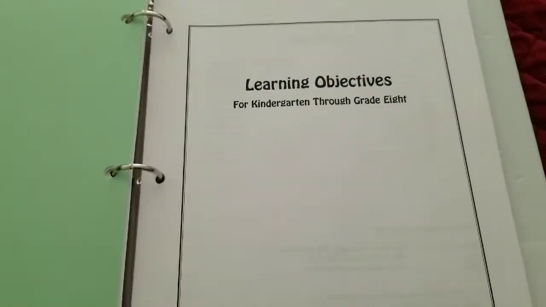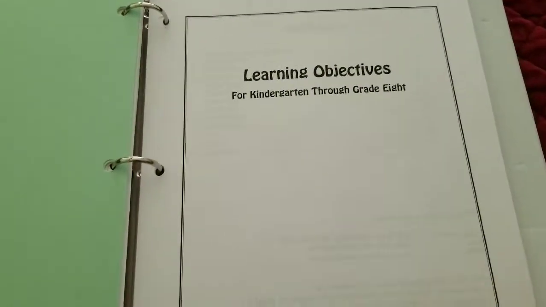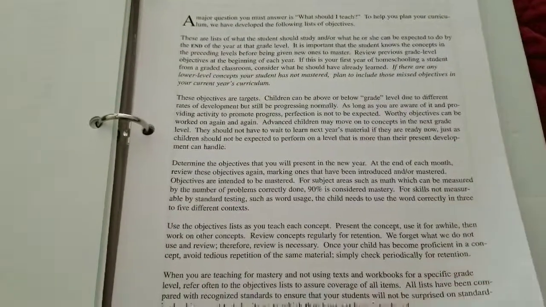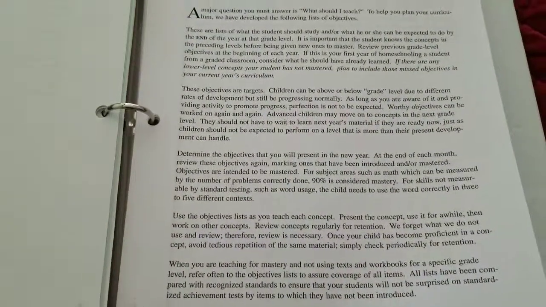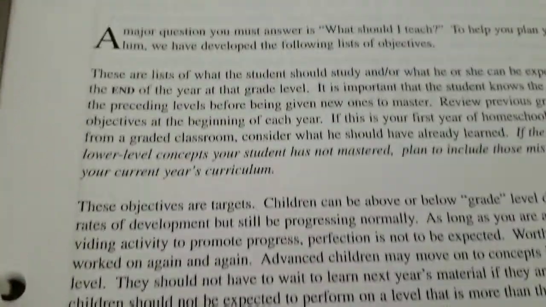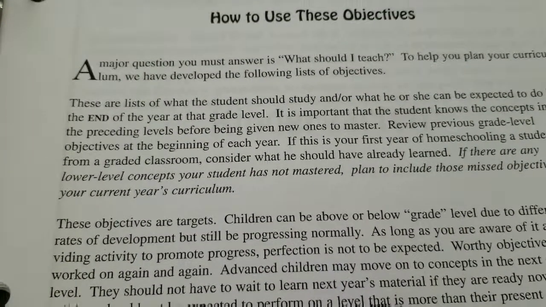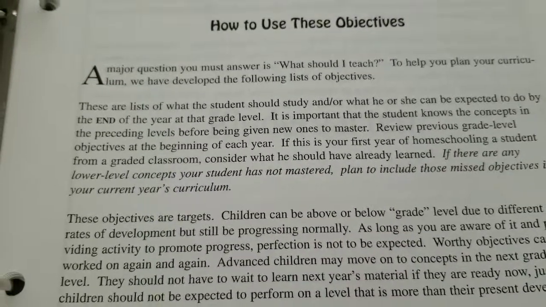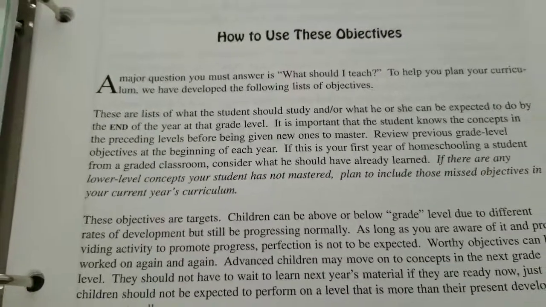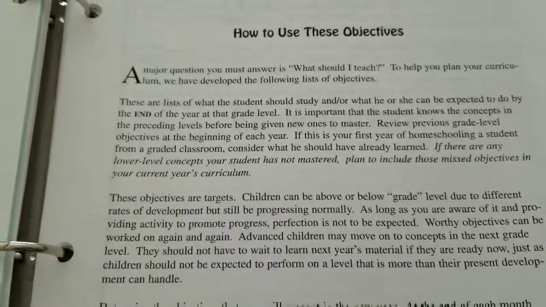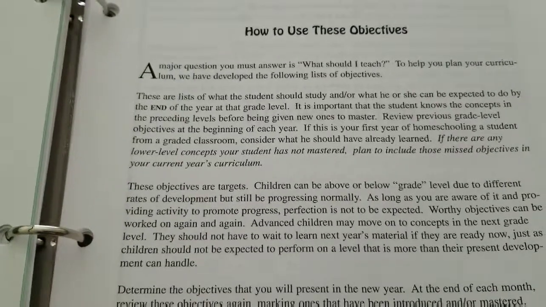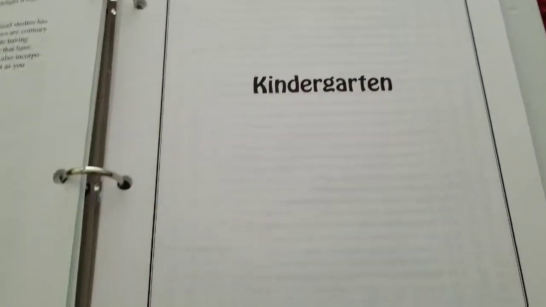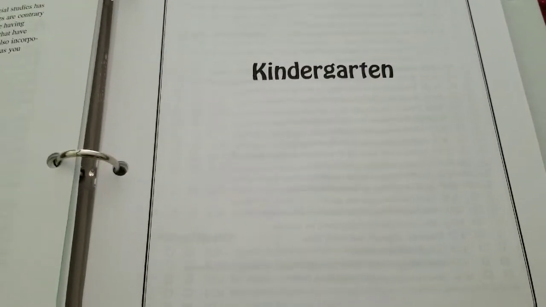Then we go to these learning objectives, and I'm not going to show all the pages because that would take a little while, but this is to help you know what they should do. And here's a key right here. This is what the student should study, or what they should be expected to do by the end of the year for that grade level. So this is looking at what educators consistently are saying a child should be able to do to have said, I've completed this grade. So let's jump ahead.